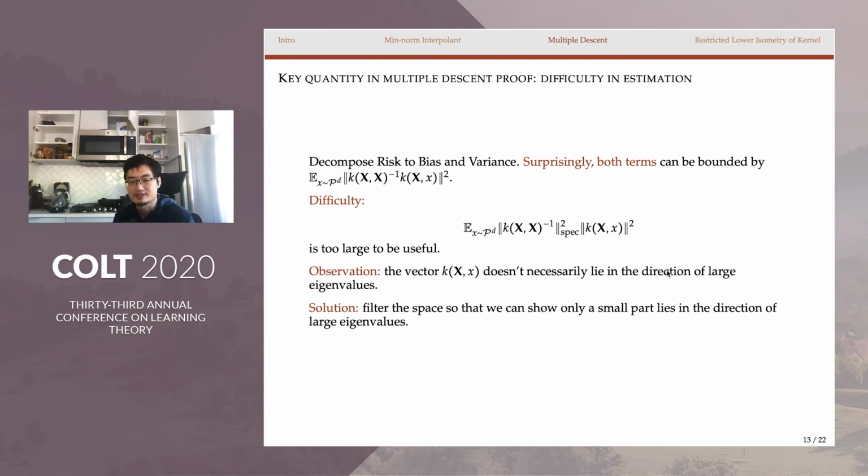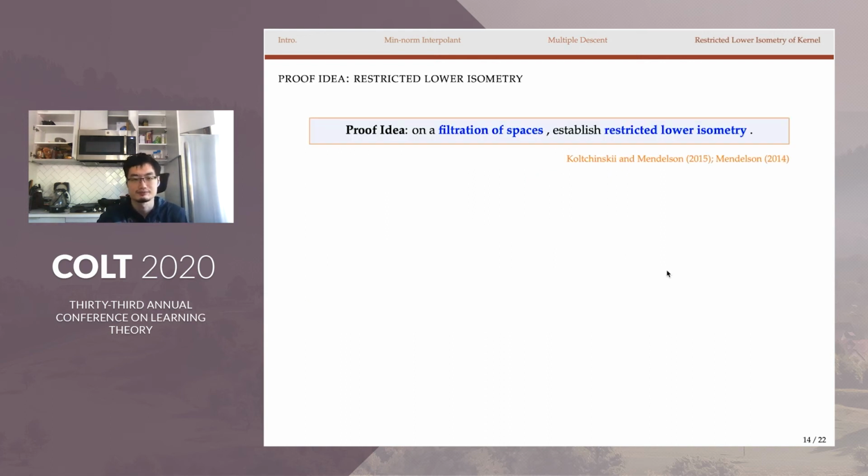Our observation is that the vector doesn't necessarily lie in the direction of large eigenvalues of the matrix inverse. It could happen that the majority of the vector lies in the direction of small eigenvalues, so the product of the matrix inverse and the vector isn't going to be too large. So how are we going to utilize this knowledge? Our solution is to filter the space so that we can show that only a small part lies in the direction of large eigenvalues.